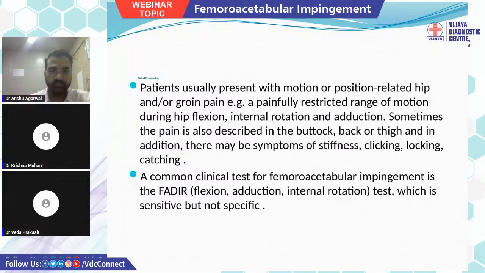First, let me give a brief description of the usual clinical presentations. They present with motion or position-related hip and groin pain. For example, a painfully restricted range of motion during hip flexion, internal rotation, and adduction. Sometimes the pain is also described in the buttocks, back, or thigh, and in addition there may be symptoms of stiffness, clicking, locking, or catching. A common test which is done is called FADIR, the flexion, adduction, and internal rotation test. It is sensitive but not very specific.